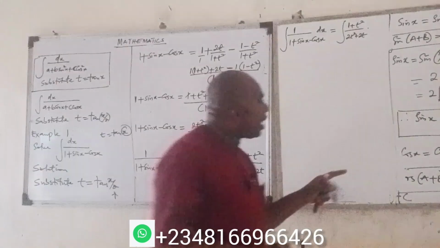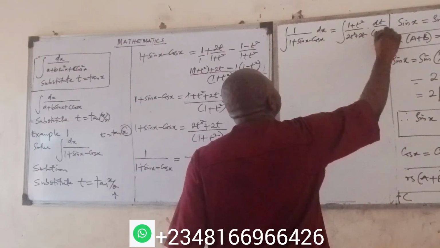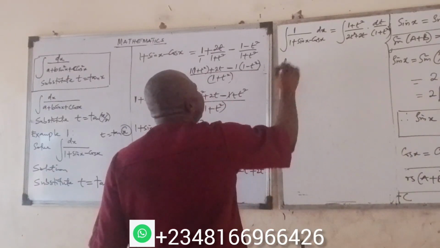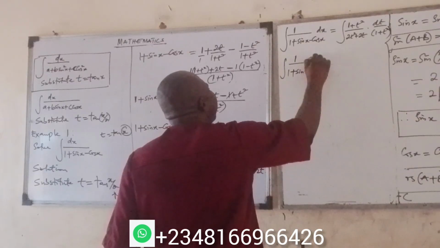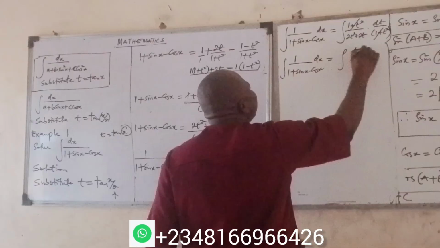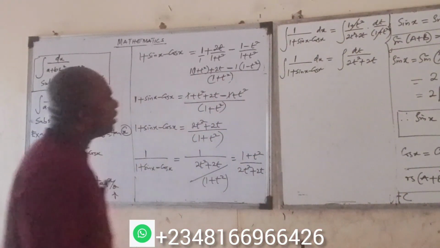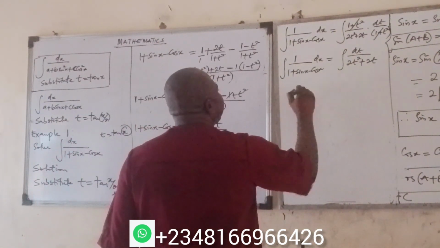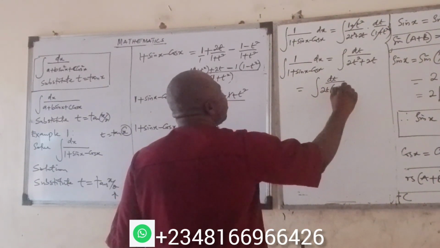Now remember we said dx is equal to 2 dt all over 1 + t². So it means here the integral of 1 all over 1 + sin x − cos x dx will be equal to, now this will go with this. We'll be left with the integral of dt all over 2t² + 2t. And now this is the same as saying the integral of dt all over 2t(t + 1).